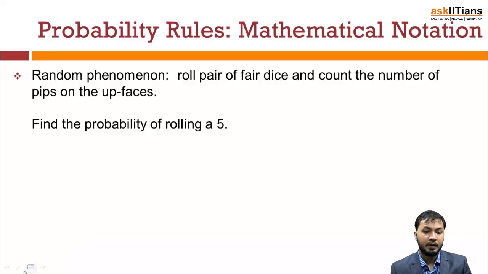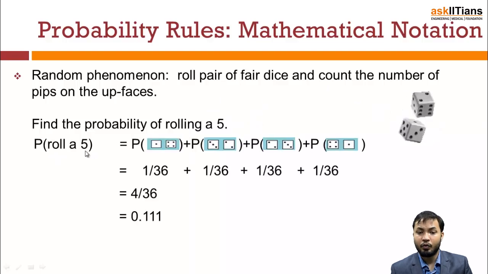Random phenomena are like rolling a pair of fair dice and counting the number of pips on the up faces. Now find the probability of rolling a 5. When we roll this die, what is the probability that it will be a 5? Rolling a 5, that is the sum, is defined by these numbers. So getting these is defined by this. So the net probability will be like this.